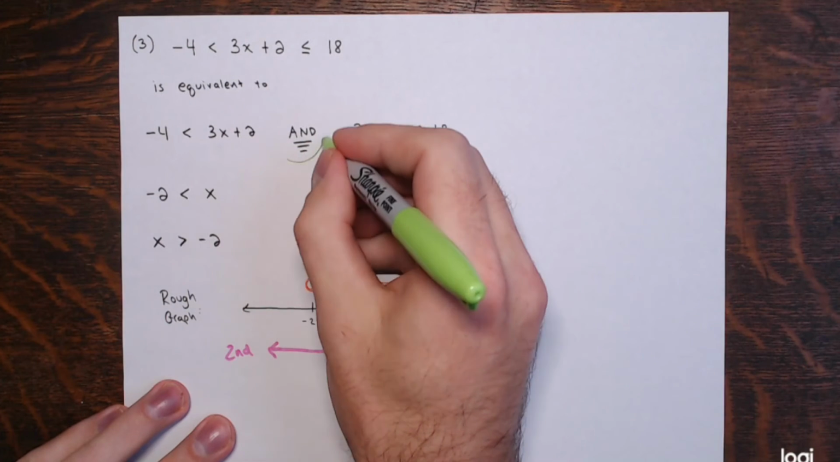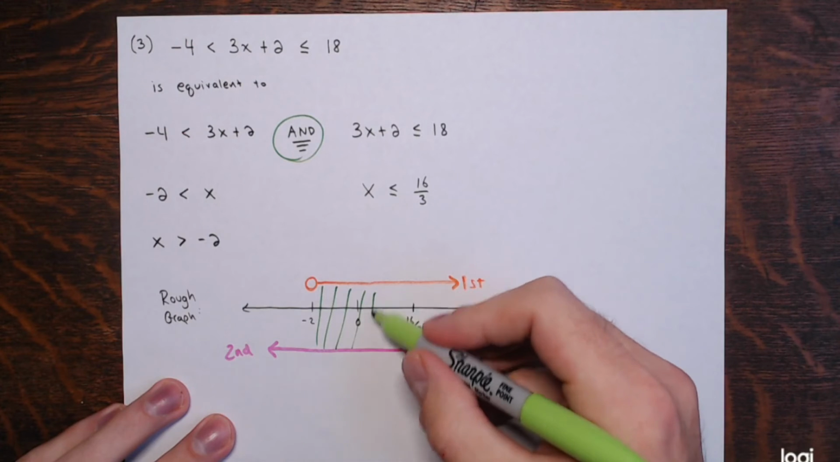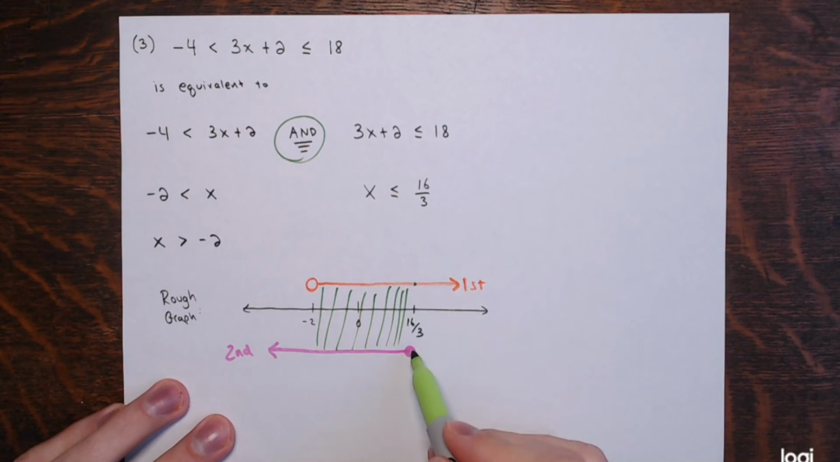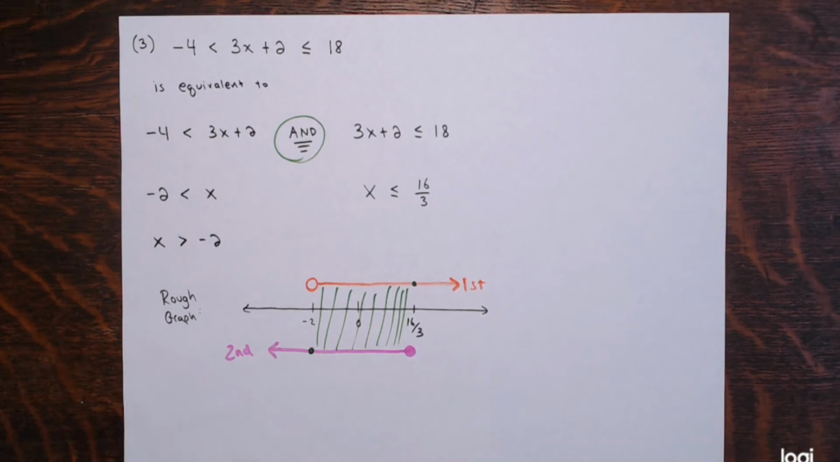And it's an and inequality, so we're looking for overlap, which are all these numbers here. All the numbers between -2 and positive 16 thirds. All these numbers are on both graphs. And so is 16 thirds, that's on both graphs. But -2 is not. -2 is on the second graph, but not on the first one. So it's not going to be on the final graph.